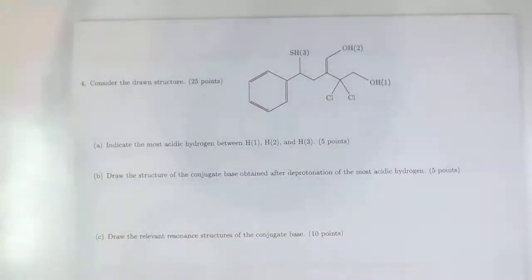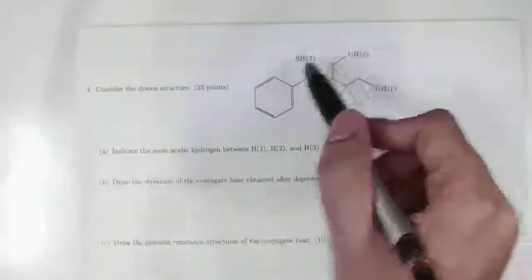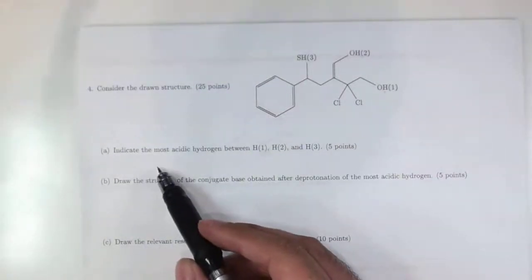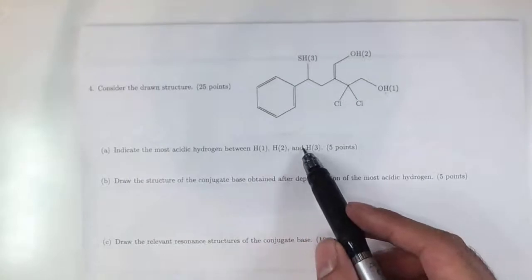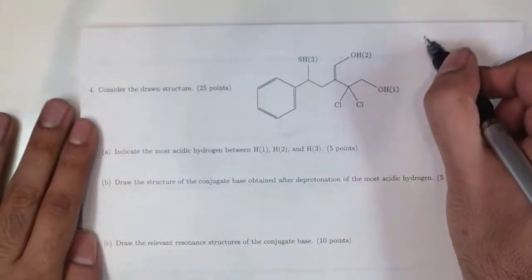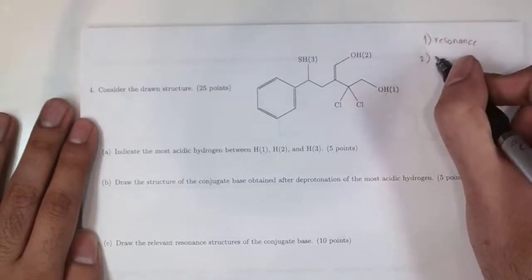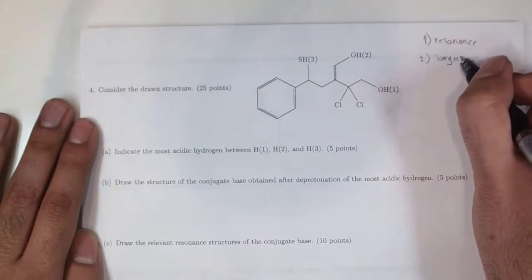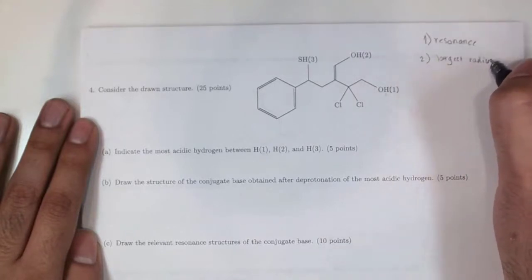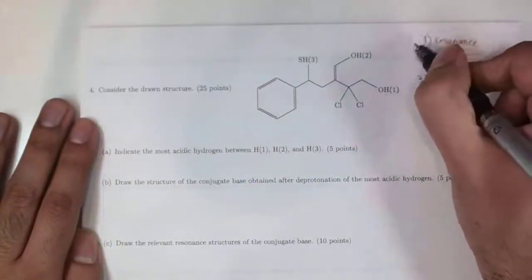So, question 4. We're almost there. Question 4 has given us a structure and it has numbered my hydrogens 1, 2, 3. Part A is asking me to indicate the most acidic hydrogen between H1, H2, and H3. We solved an acidity question before, and the same exact factors will be taken into account. Again, whichever one has resonance is going to be most acidic, or whichever one is on the largest atomic radius, or most electronegative. But the first one is this.